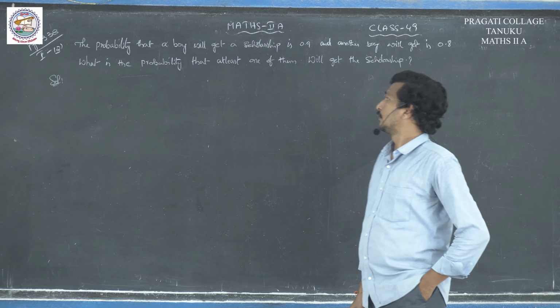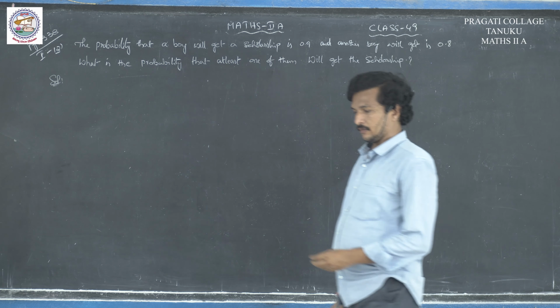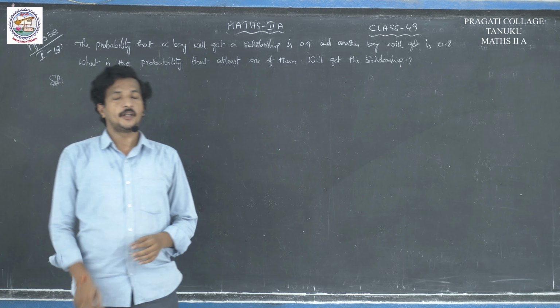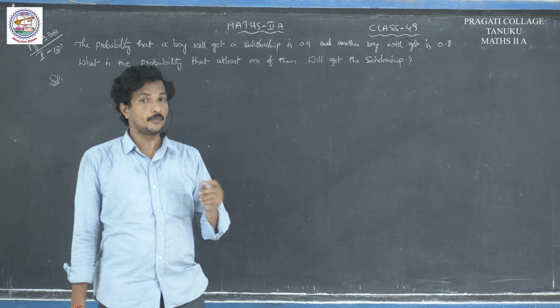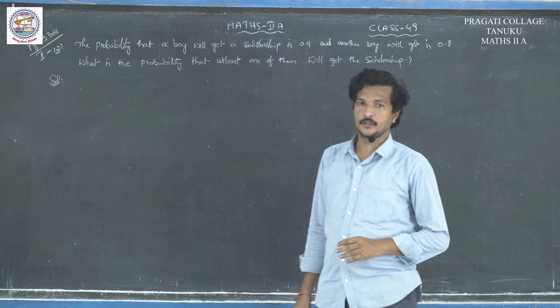Today we are going to discuss some problems on probability. First of all, we recall the formulas. Probability means P of E, and P of E is equal to N of E by N of S. Probability of any event lies between 0 and 1.